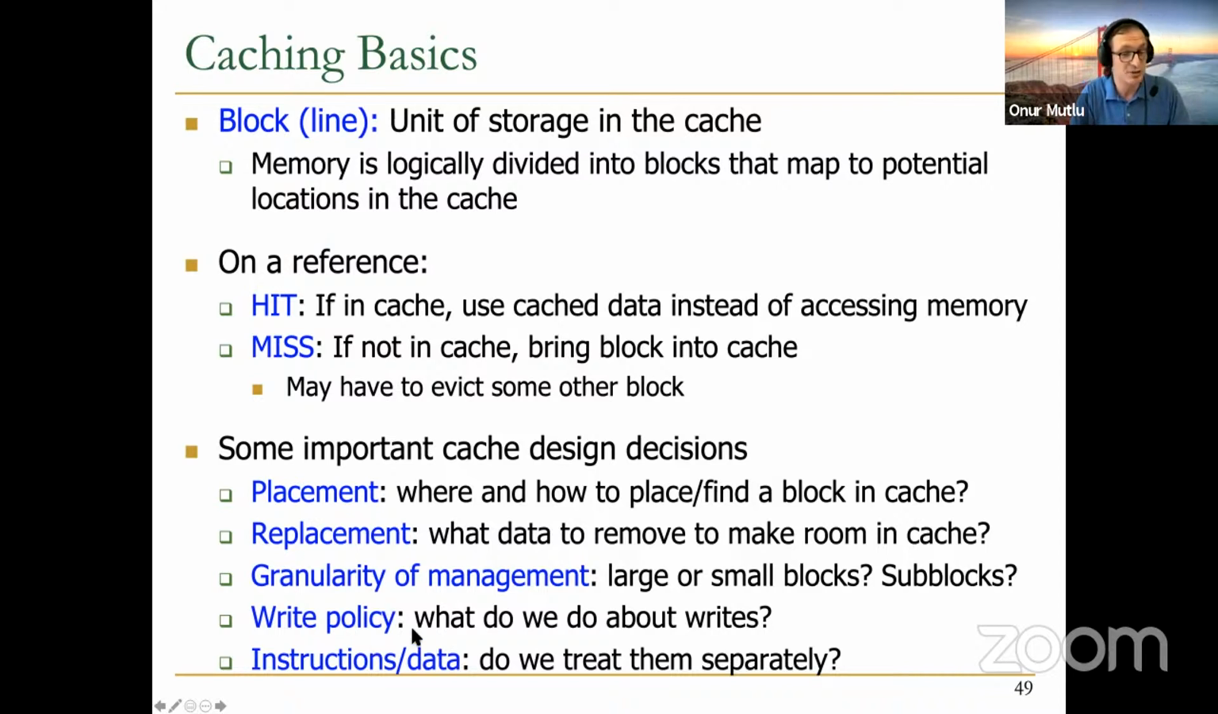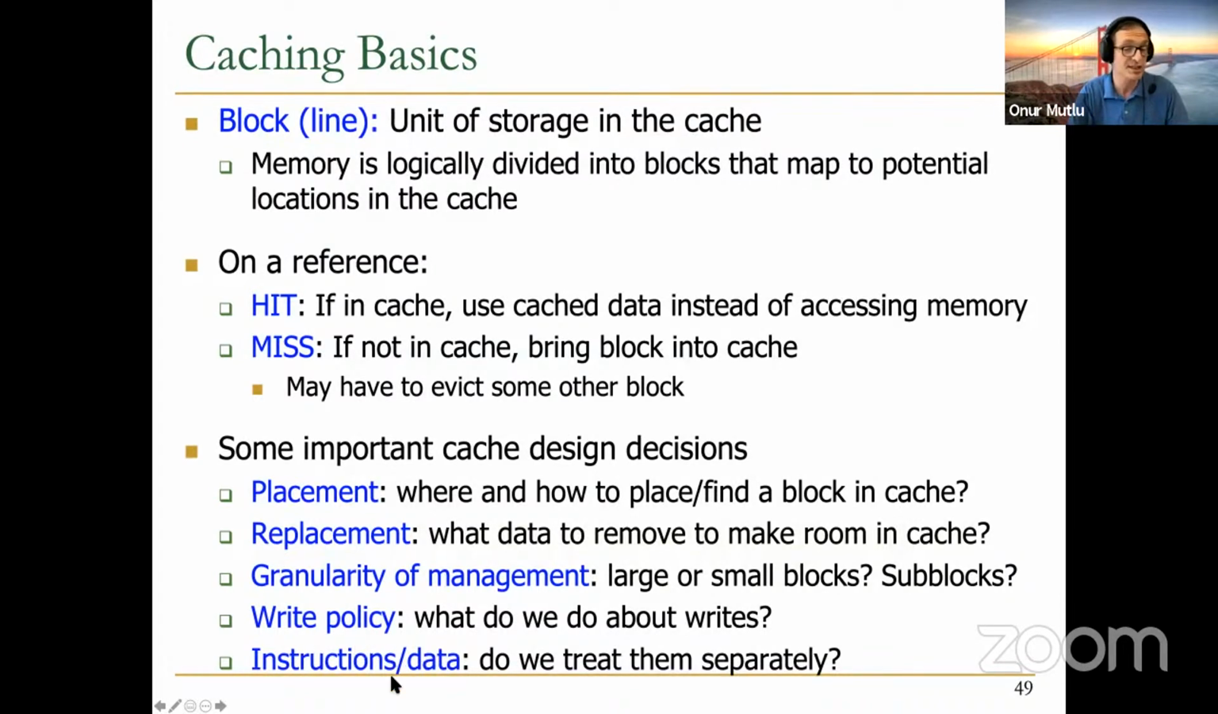Write policy, we will discuss hopefully. What do you do about writes? Whenever you write to a block in the cache, do you write to the next level? Do you also write to memory? Or do you just not write to any other level, just this cache, and then you propagate the updated value later on when the block is evicted? So there are a bunch of write policies, actually more than this as well.